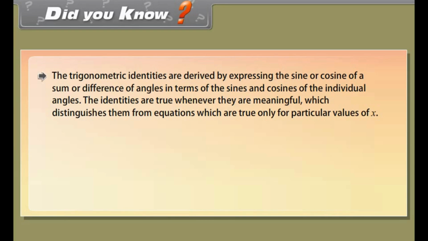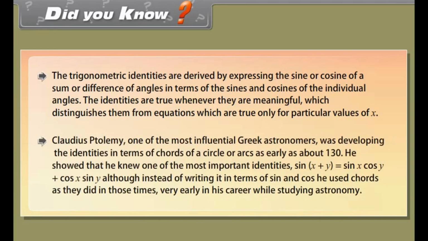Claudius Ptolemy, one of the most influential Greek astronomers, was developing the identities in terms of chords of a circle or arcs as early as about 130. He showed that he knew one of the most important identities, sin x plus y is equal to sin x cos y plus cos x sin y, although instead of writing it in terms of sine and cos, he used chords as they did in those times, very early in his career while studying astronomy.